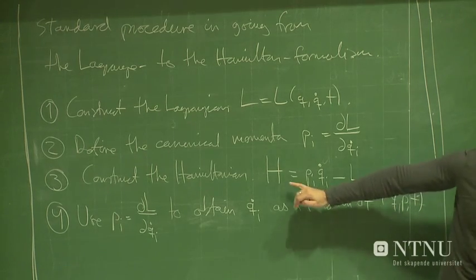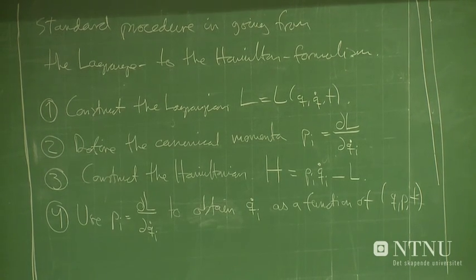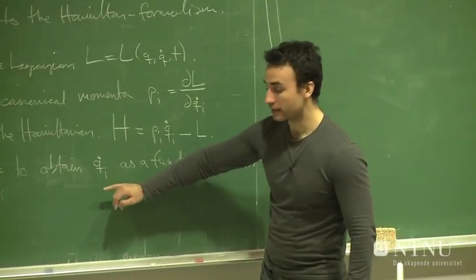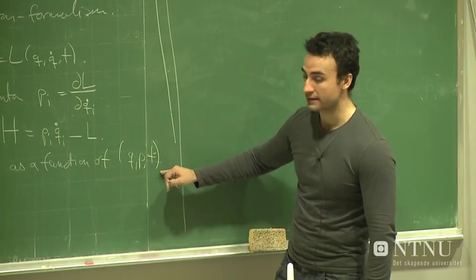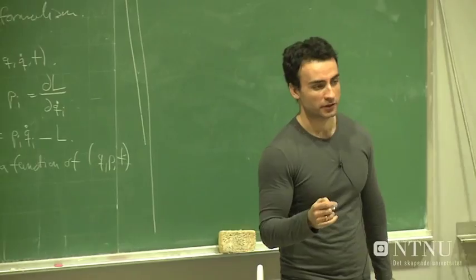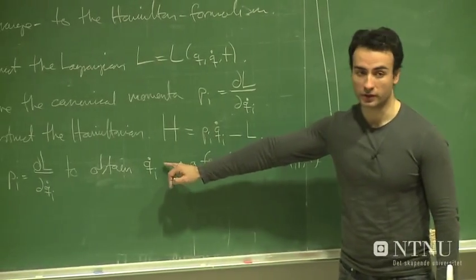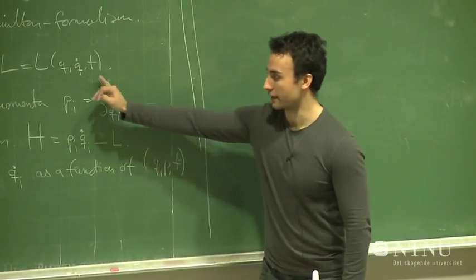And once we have the Hamiltonian, the next step is to use the relation for the canonical momenta in order to completely eliminate q dot. Because we want to obtain q dot as a function of q, p, and t, as this is what goes into the Hamiltonian. We want the Hamiltonian to be a function of q, p, and t, and so we have to express q dot as a function of these. And we do this via the canonical momenta here.